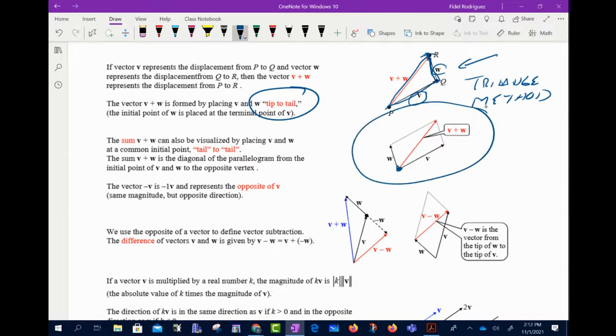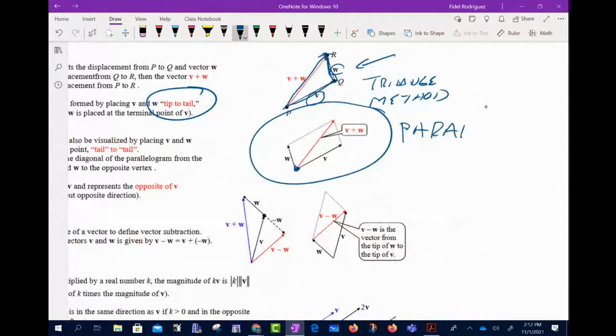Now, this is called the parallelogram method. The parallelogram method says, well, if you put both vectors V and W starting at the same point, then when you add them, what you basically do is you make a parallelogram. This vector here is the same thing as vector V. How do I know they're the same? They have the same length and they're going in the same direction, right? And then this one right here, y'all, would be the same thing as the vector W.